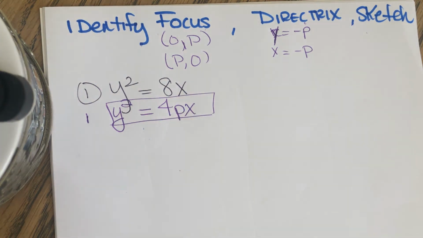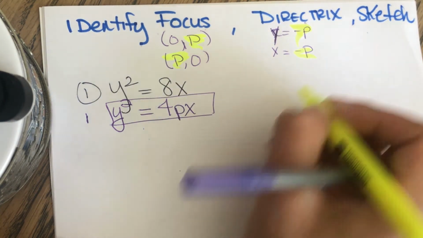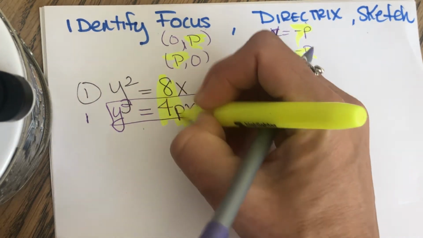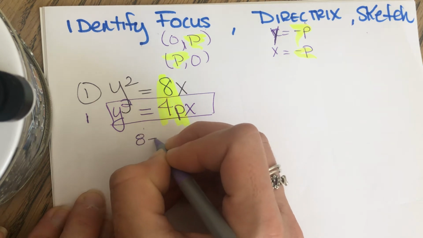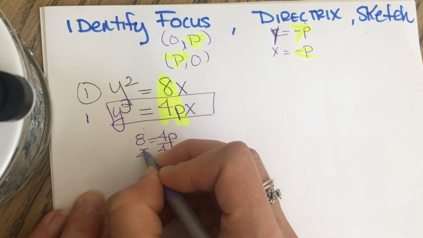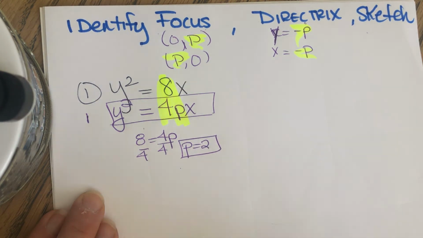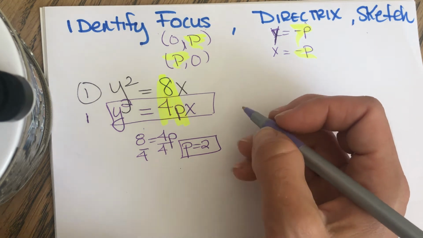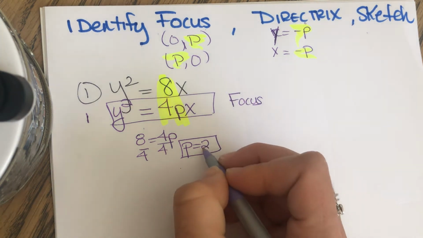Right, you're doing the y squared. So now you can clearly figure out the p-value. We're looking for the p-value. Well, I told you that 4 is permanent. So think about this. You have 8 equals 4p. If I divide by 4 to solve, p is 2. Yay, you found the p-value. Now watch how easy this is. You want to identify your focus. I told you to do the focus first.